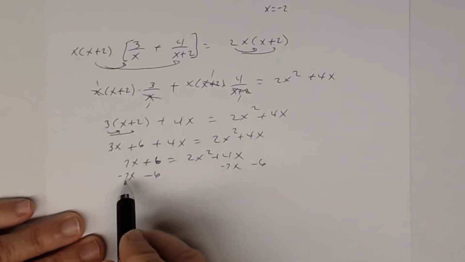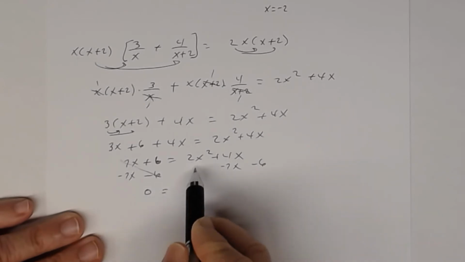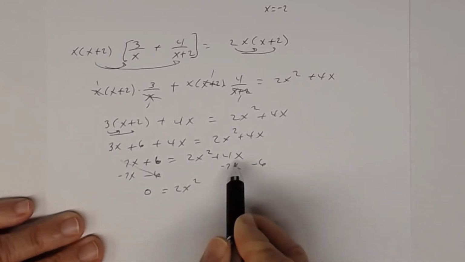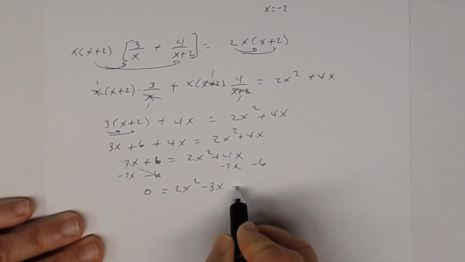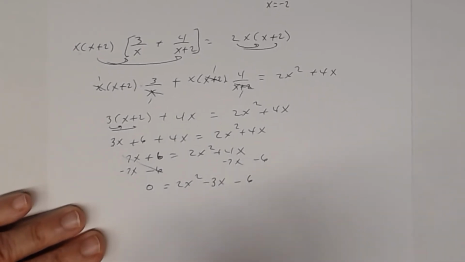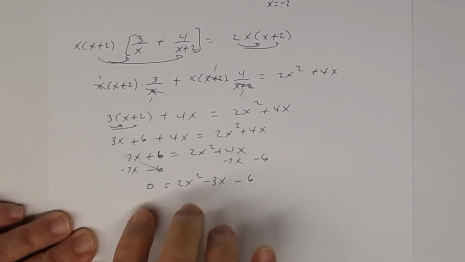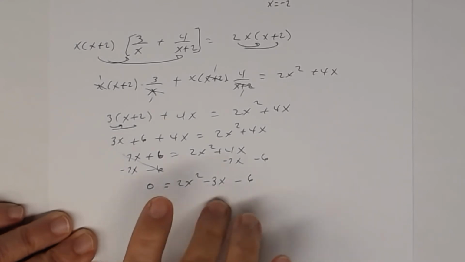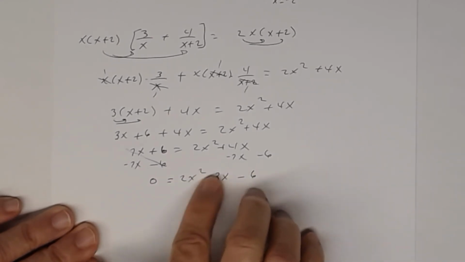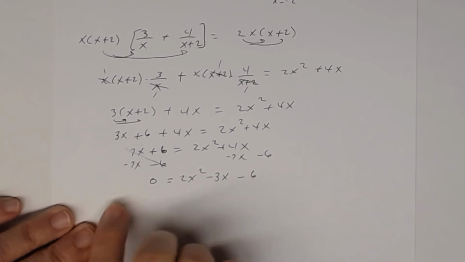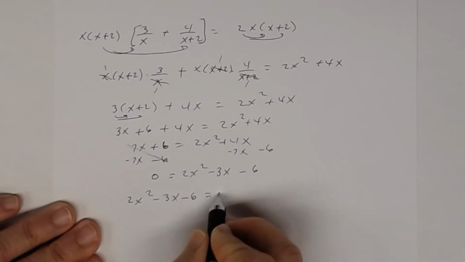So 7x plus 6 and a negative 7x plus 6 is 0, equals 2x squared. 4x and a negative 7x is a negative 3x, and then minus 6, right? And so I have this quadratic equation in standard form, and I'm going to go ahead and transpose both sides, so that way the variable expression is on the left-hand side. So I get 2x squared minus 3x minus 6 equals 0.